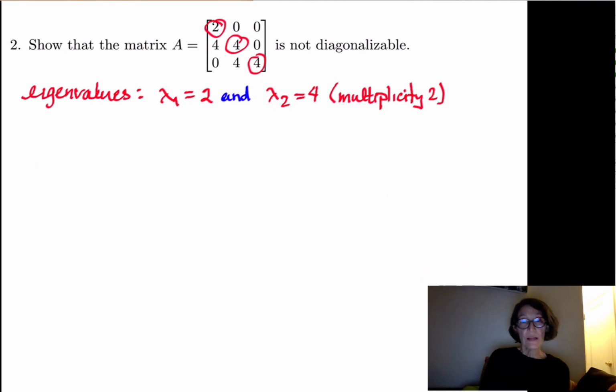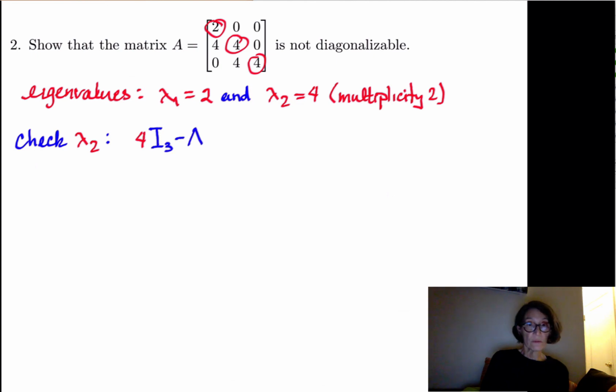So we know that lambda 1 is going to have 1 eigenvector. And we know that lambda 2 is going to have either 1 or 2 eigenvectors. So we want to show the matrix is not diagonalizable. So let's just check lambda 2, and if lambda 2 only has 1 eigenvector, then that means we don't have a total of 3 eigenvectors.